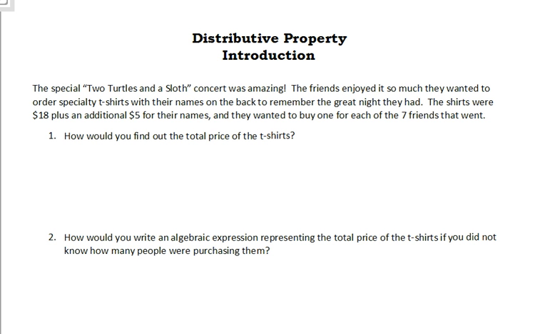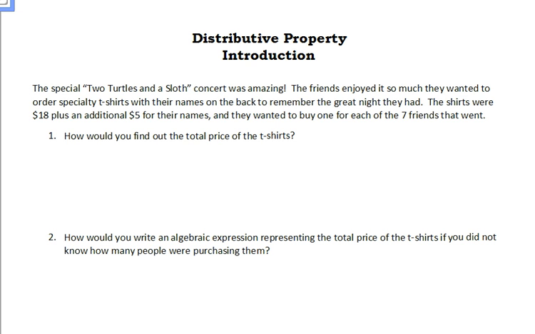Okay, this introduction states that the special Two Turtles and a Sloth concert was amazing. The friends enjoyed it so much they wanted to order specialty t-shirts with their names on the back to remember the great night they had. The shirts were $18 plus an additional $5 for their names, and they wanted to buy one for each of the 7 friends that went. Question 1 states, how would you find out the total price of the shirts?